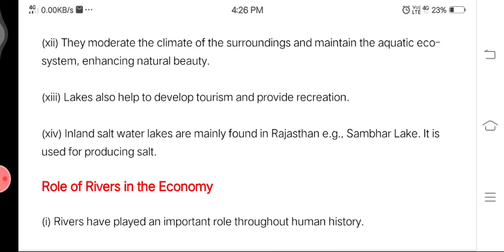Inland saltwater lakes are mainly found in Rajasthan, for example, the Sambar Lake. It is used for producing salt.